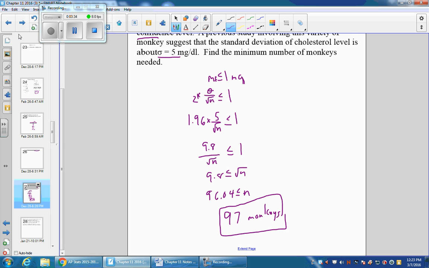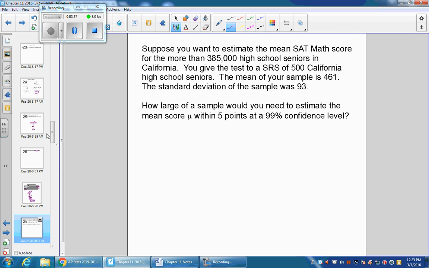All right. Now let's do one more. Suppose we want to estimate the SAT score for 385,000 high school seniors. If you gave a test and the mean was 461 with a sample standard deviation of 93, how large would our sample have to be to get an estimate within 5 points at a 99% confidence interval? So our margin of error has to be less than 5. Now we have our sample standard deviation, so we'll have to use t star times s over the square root of n. That has to be less than 5.